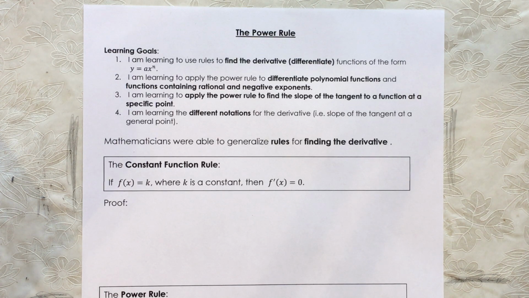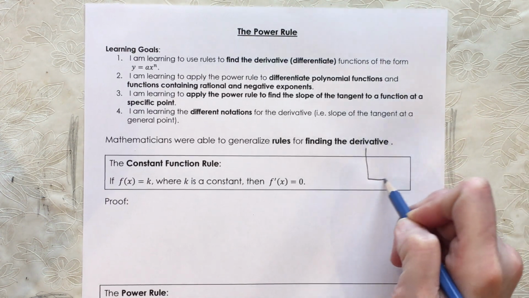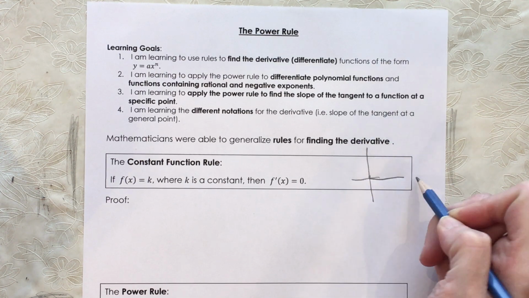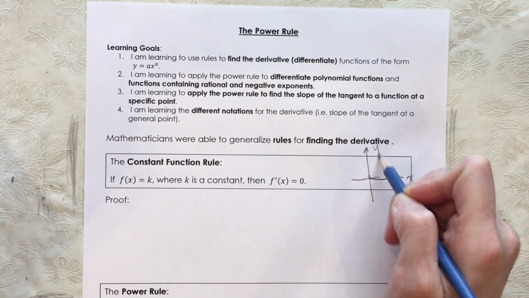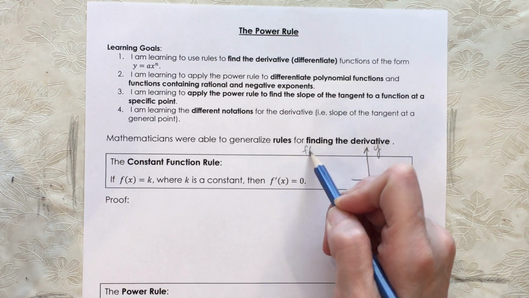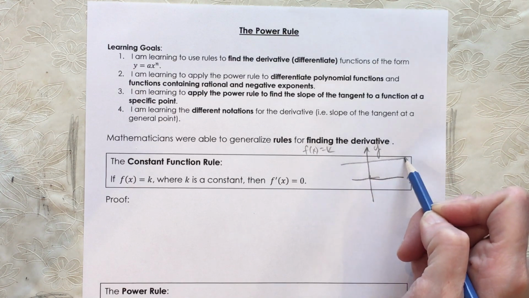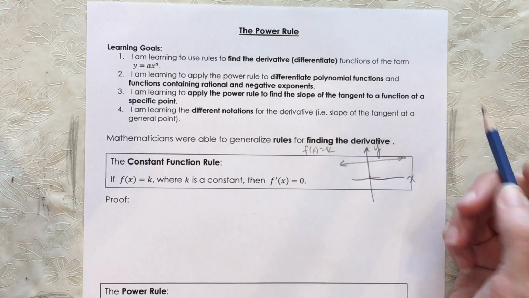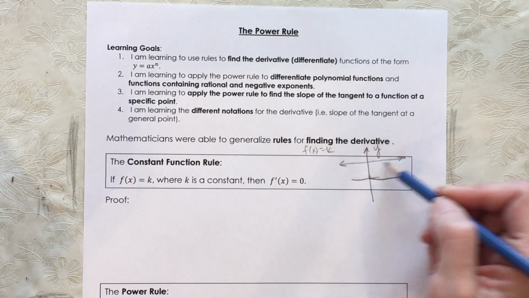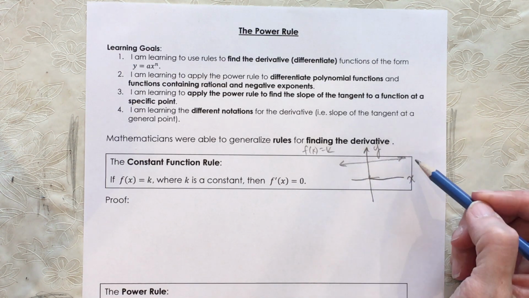Mathematicians were able to generalize rules for finding the derivative. The first one, the easiest one to generalize, was the constant function rule. Makes sense from a graphical point of view. So let's say this is the x-axis and this is the y-axis, and we have some function f at x equals some constant k. We know it's going to be a horizontal line somewhere. Okay, and we could see that the slope of the tangent is going to be 0 because the slope of the line is 0. Okay, and it's 0 everywhere.